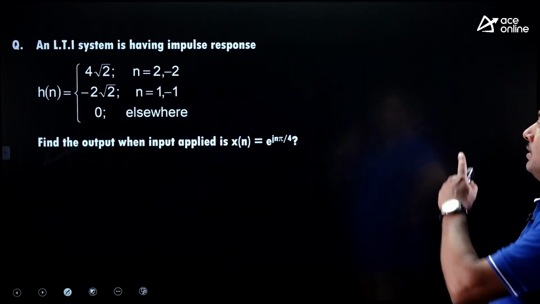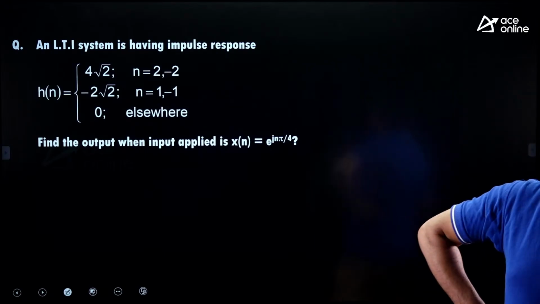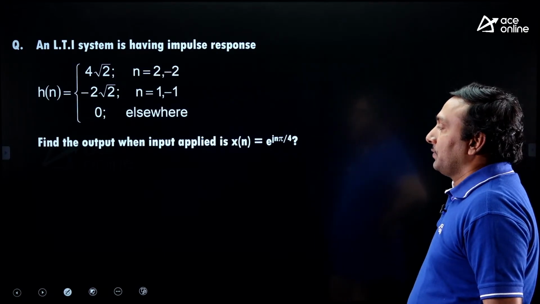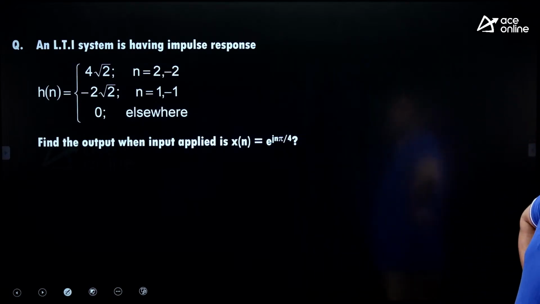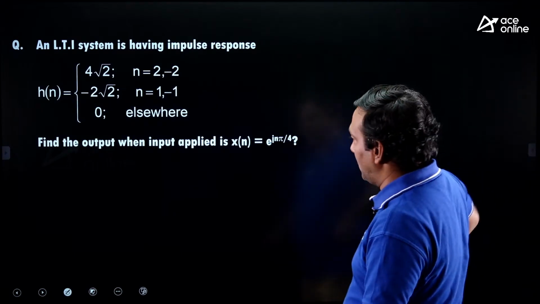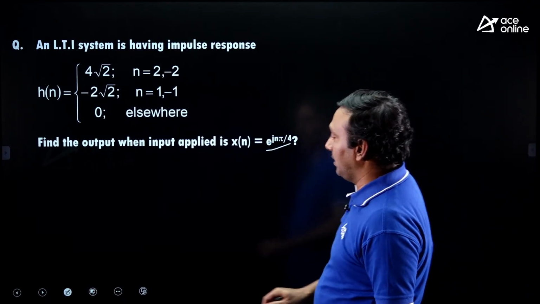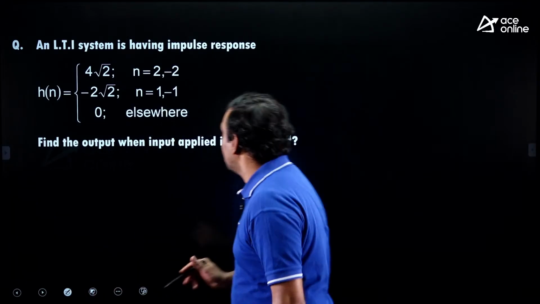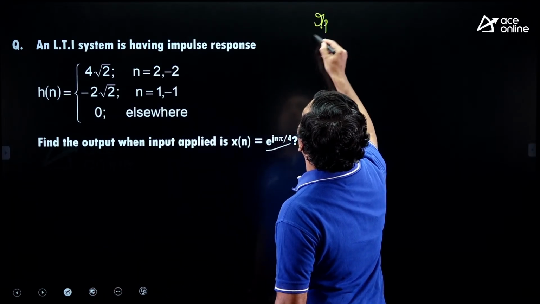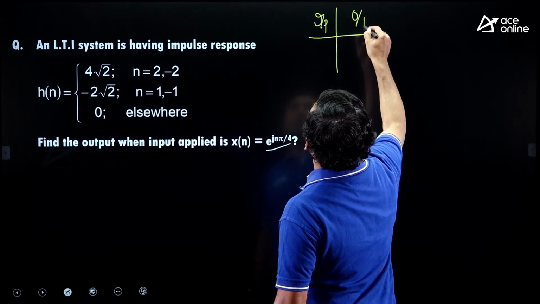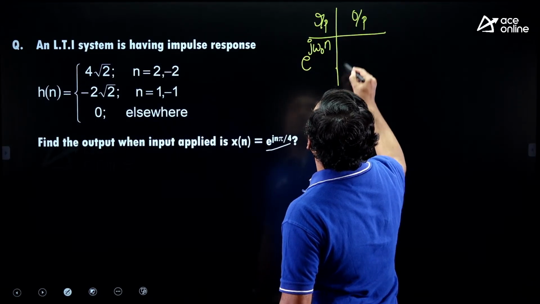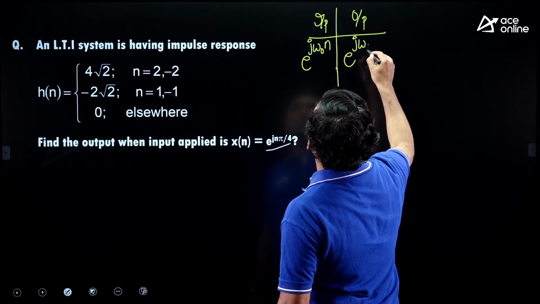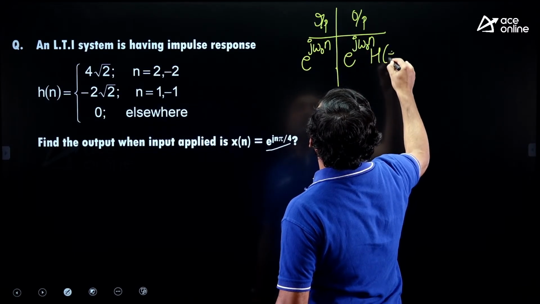How to answer this model? Again, eigenfunction concept. An LTI system is having impulse response. Find the output when you apply input as e^(j pi/4 n). Input exponential means output also exponential. When the input is of the form e^(j omega naught n), output is e^(j omega naught n) into H.